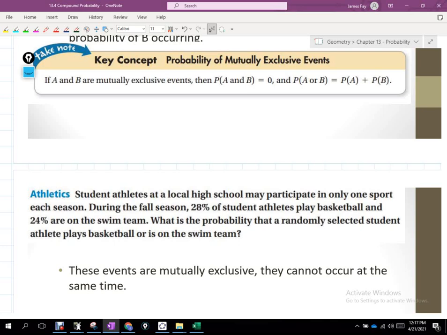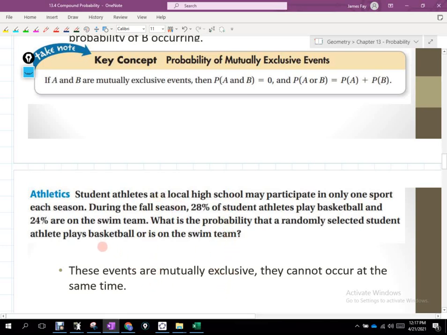By the structure of that, you cannot play softball and soccer during the same season, or play softball and baseball at the same time. The structure of the rules makes these events mutually exclusive. They cannot happen at the same time. It says, during the fall season, 28% of student athletes play basketball and 24% are on the swim team. What is the probability that a randomly selected student athlete plays basketball or is on the swim team? So these are mutually exclusive events.